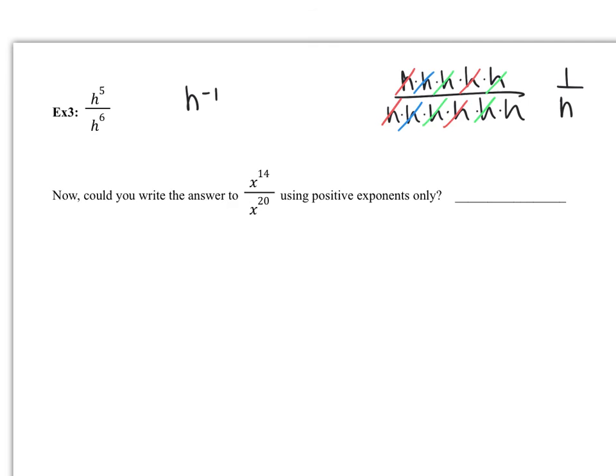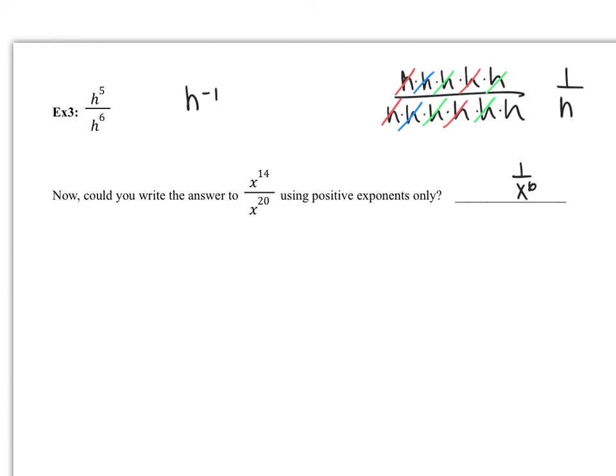And for example 3, 5 minus 6 is negative 1, so h to the negative 1. 5 h's multiplying itself on top, 6 h's on bottom. I can cancel out 5 of my h's, leaving me with 1 over h. So now, do you think you could write the answer to this using only positive exponents, like here in the third column? Pause the video, press play when you're ready to check your answer.